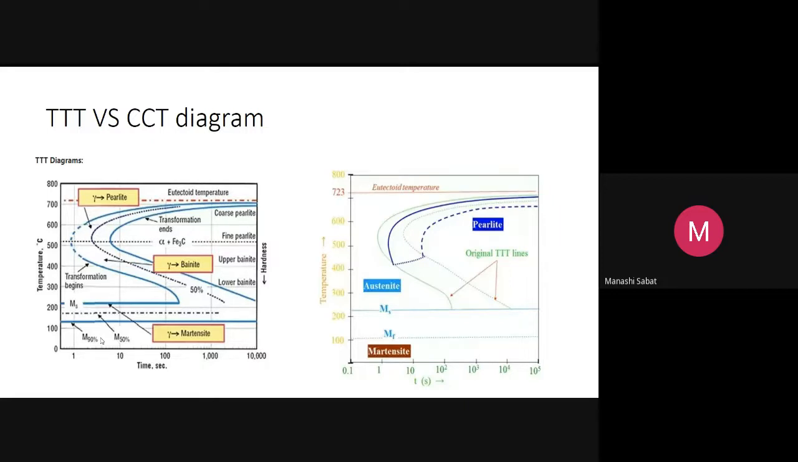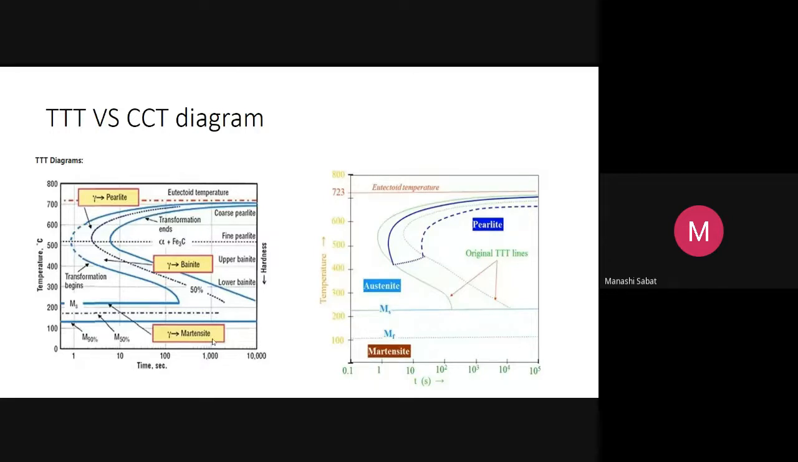Or if you keep the steel for a long time, this retained austenite will further transform into some other phases. Due to phase transformation, the volume change will be there, right? So due to volume change, the strain will be created, or some residual stresses will be generated inside the material. That is the problem with retained austenite.